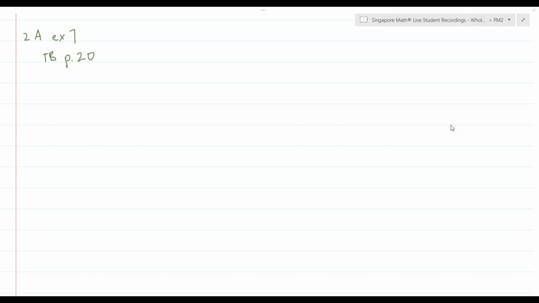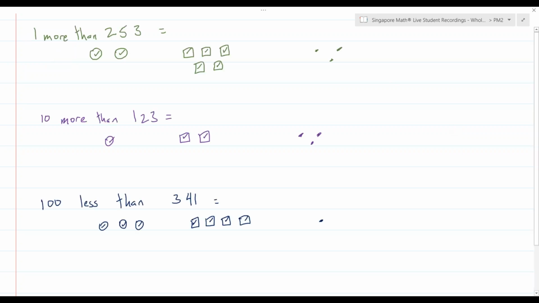Today we're going to talk about Workbook 2A, Exercise 7, and we're going to use the textbook, page 20, to do that. If you look at page 20 in the textbook, it has pictures and questions, and the first one says, what number is 1 more than 253?